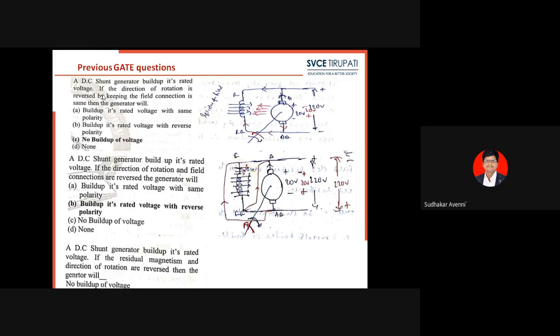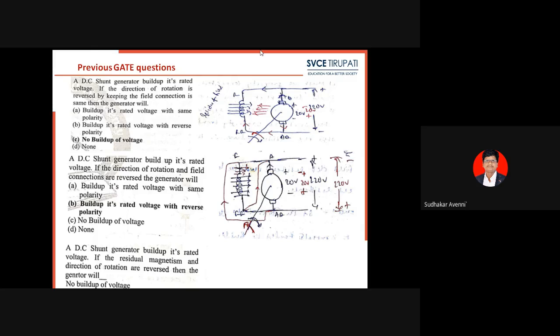So with respect to this question, the answer is C, no buildup of voltage. On what basis can we say there is no buildup of voltage? A DC shunt generator builds up its rated voltage if the direction of rotation is reversed while keeping the field connection the same. The field connection is the same, but the rotor is rotated in the direction opposite to the original rotation. Then automatically the residual voltage developed on the armature terminals is reversed.